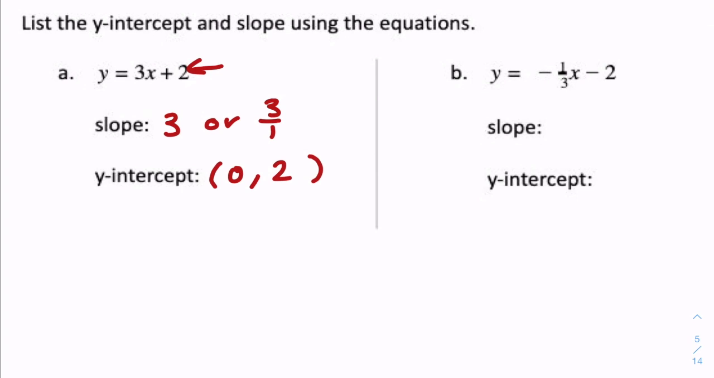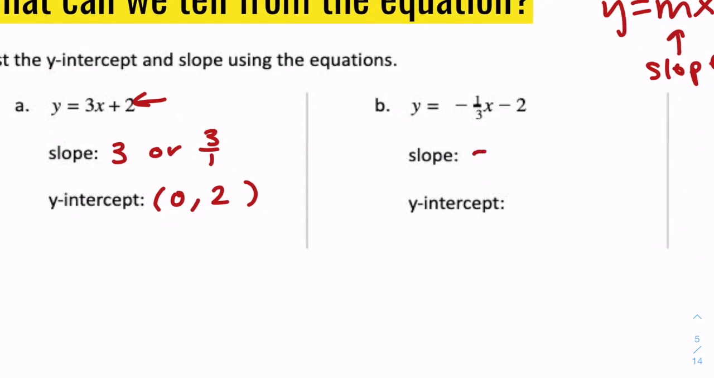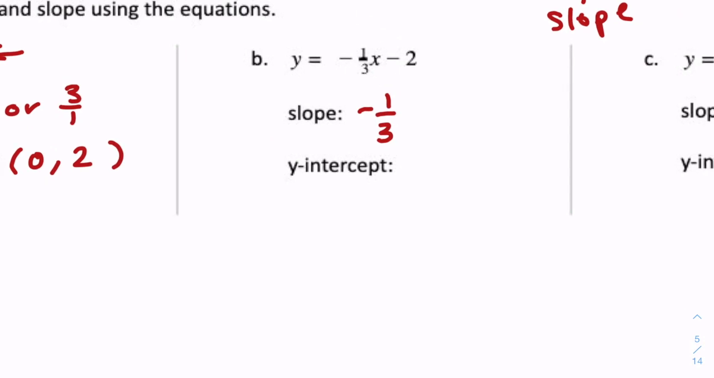Like the next one. So on b, the coefficient with x is going to be our slope, so -1/3. The y-intercept comes from the constant at the end. So again, in our formula, it's plus b. So that means if you're subtracting b, it's like we're adding a negative b value. So my y-intercept will be (0, -2). And all I do is I take the sign in front of the constant and I just treat that like the sign in my ordered pair. So if it's -2 in my brain, I just see that as a -2, which tells me my y-intercept.